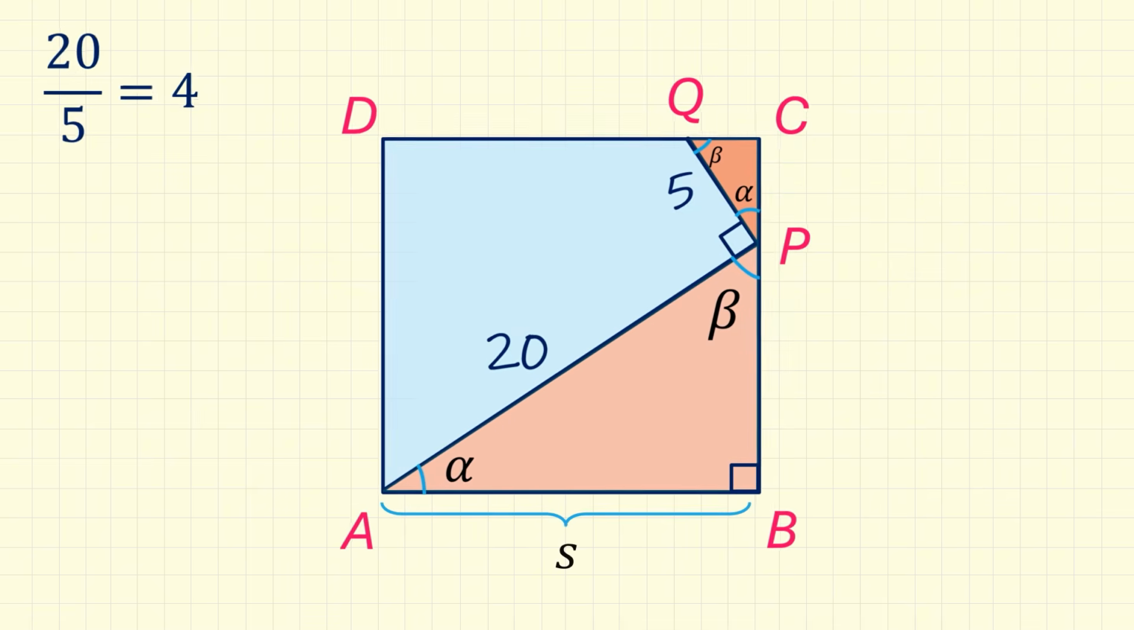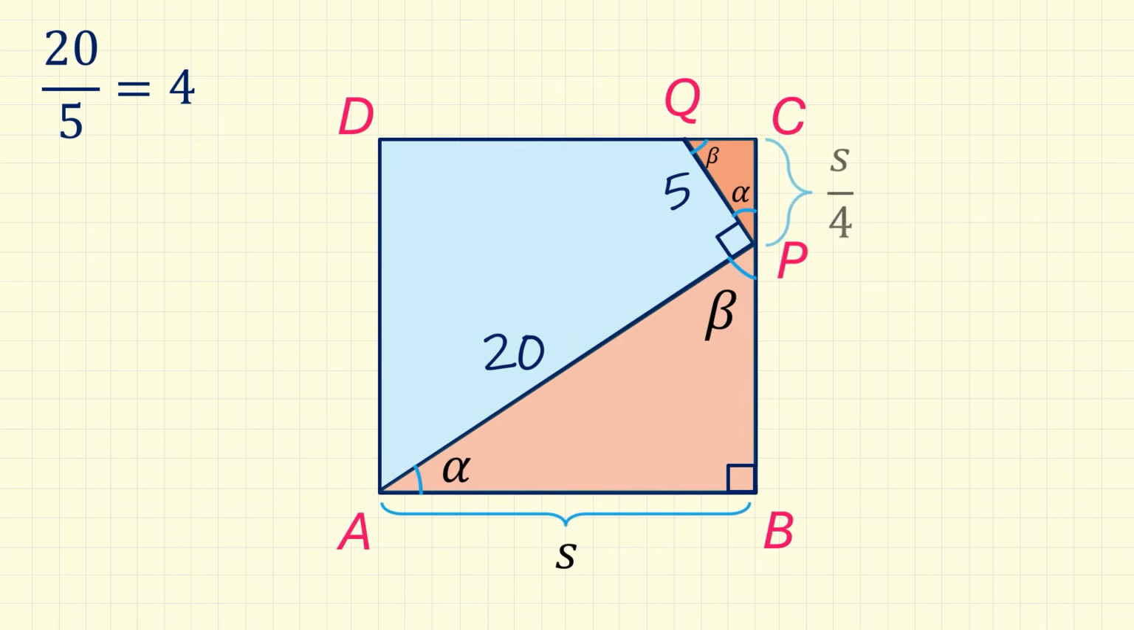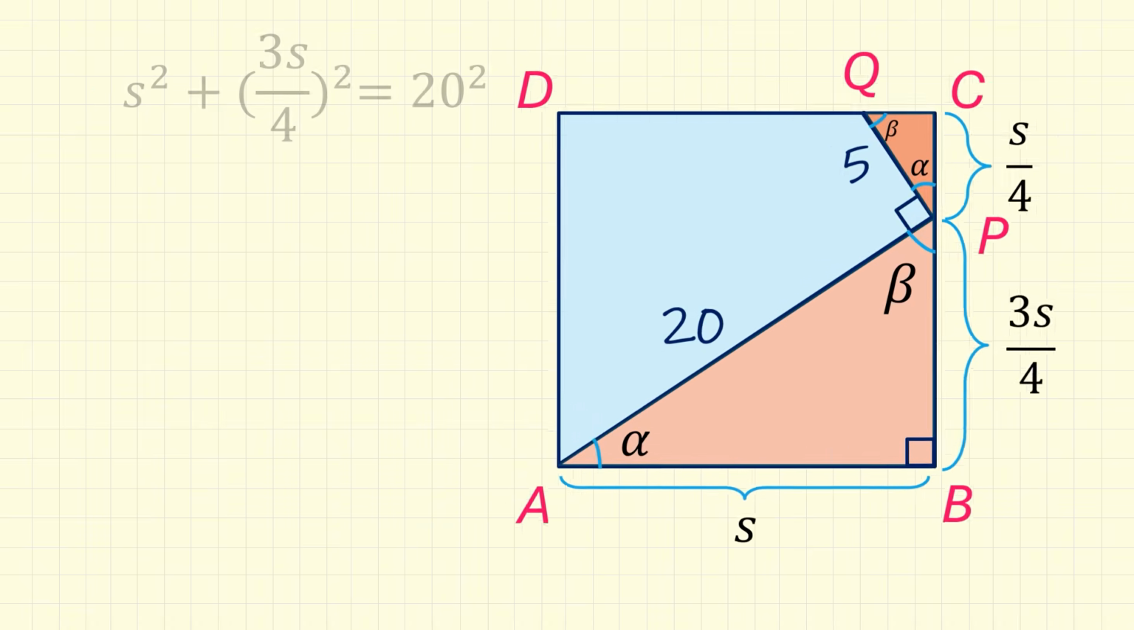Let's call the full side length of our square S. Because of our 4:1 ratio, the side PC must be S over 4. With that in mind, the bottom piece BP must be the remaining portion, S minus S over 4, which equals 3S over 4. We're ready for the final calculation.